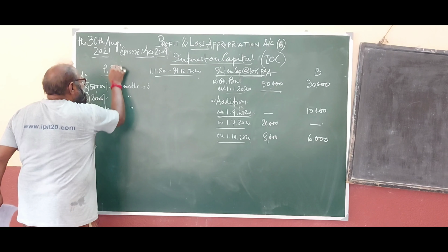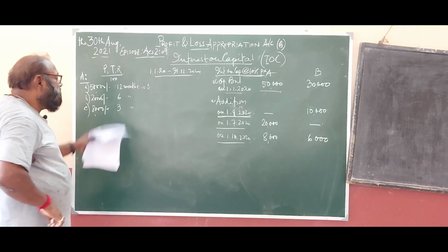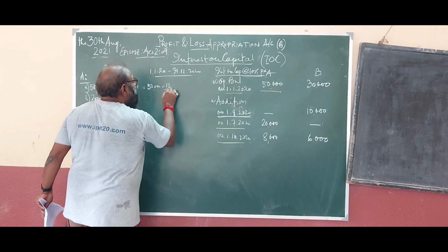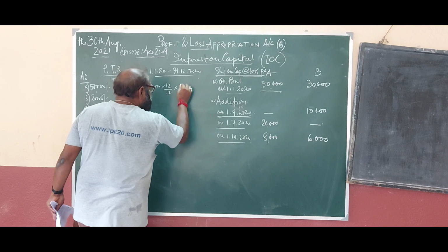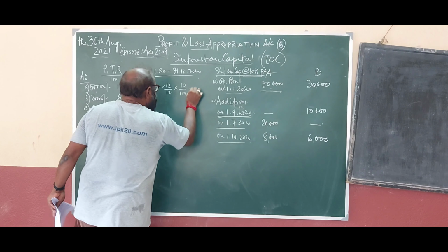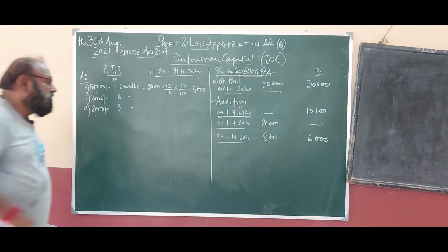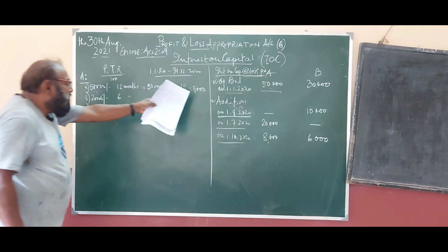PTR by 100. This is the plain formula of finding out the interest. So P how much? 50,000. T how much? 12 by 12. That is for 12 months. And what is the rate? Rate is 10 by 100. So it is how much? Friend, you calculate it. I think it would be 5,000. Clear? So on 50,000 for 12 months, it is 5,000.